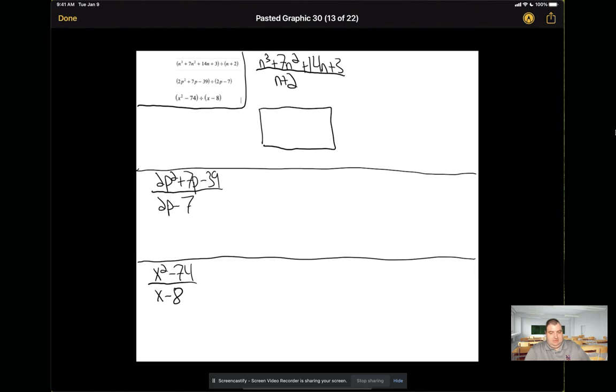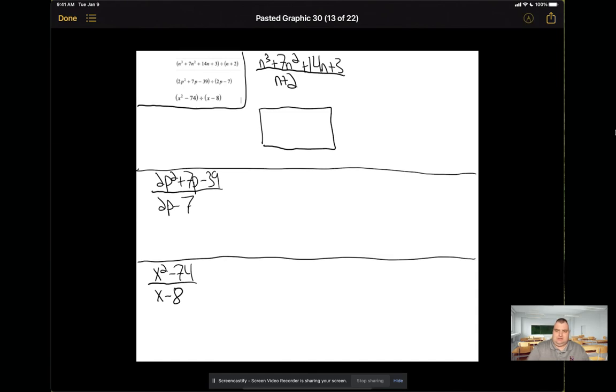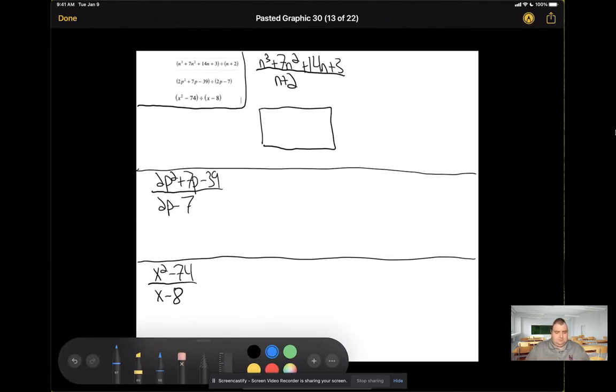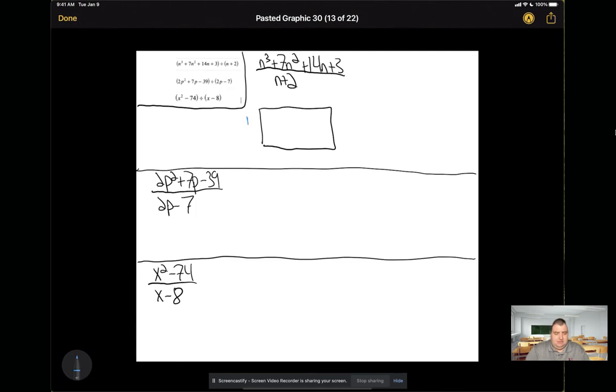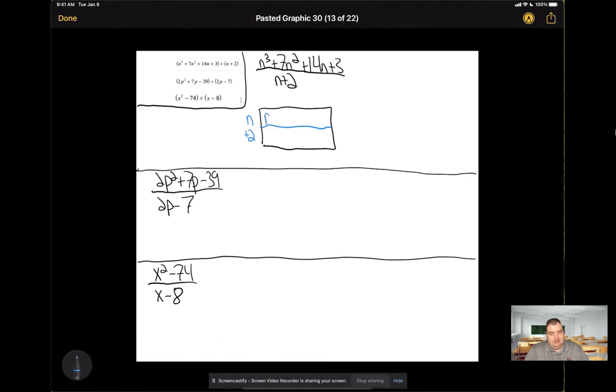If you forgot from yesterday, the way we set it up is we put the denominator to the left of the box here. Because the denominator is a binomial, I know there has to be two rows. And then I take the first term of the numerator, which in this case is n cubed, and I put that in the top left box. And now I'm going to figure out what goes up on top of the box.